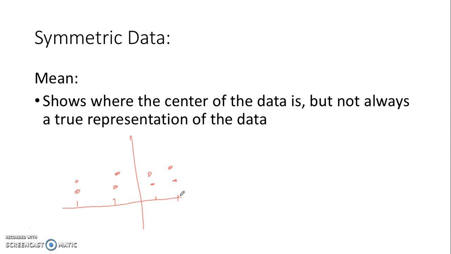So with symmetric data, we want to use the mean, and the mean shows where the center of data is. But remember, it's not always a true representation of that data. What that simply means is just because you are asking for the mean, that doesn't mean that it's a representation of everybody. Think about it when I tell you the mean test score. That's just one score, the average test score. It doesn't mean everybody got, I don't know, an 85%. That just means the average was an 85, mean or average.